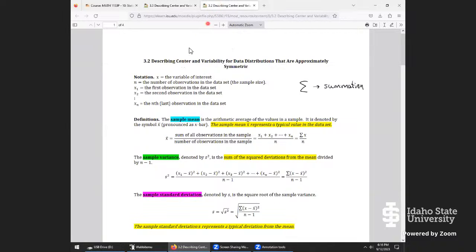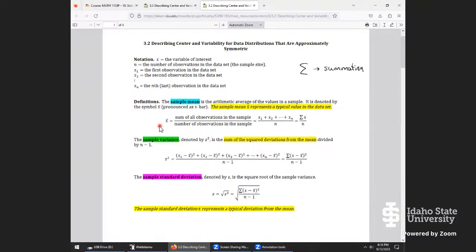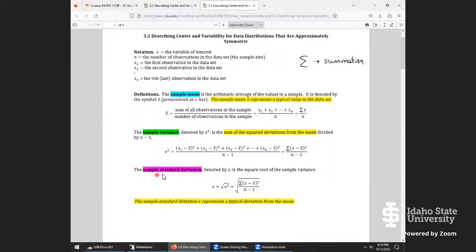But don't forget, we also calculated these statistics. The sample mean is the arithmetic average. It does follow the skew, but when things are symmetric, it's very close to the median. It does a great job of telling us what the center is. And the way we measure variability is through the standard deviation.